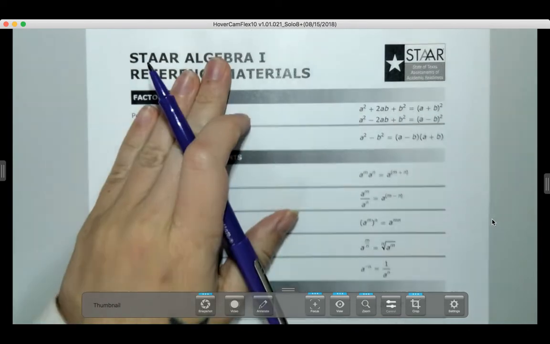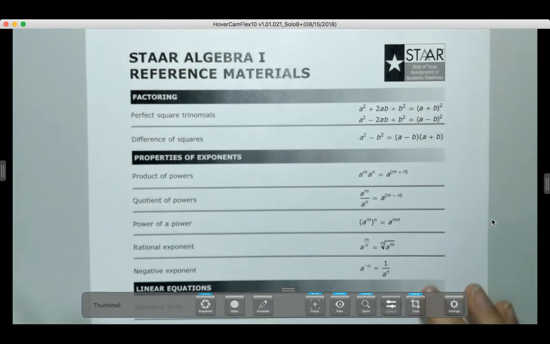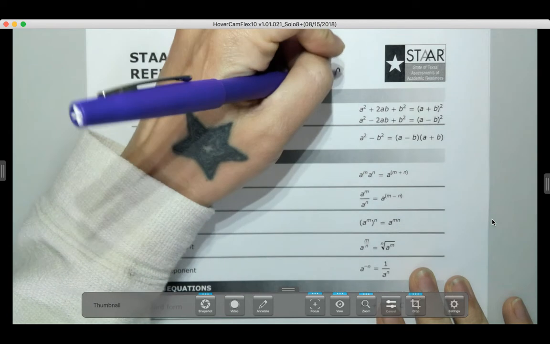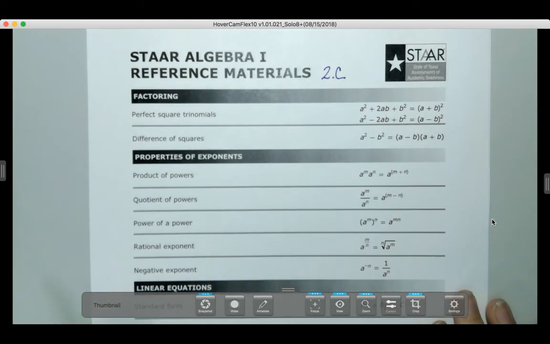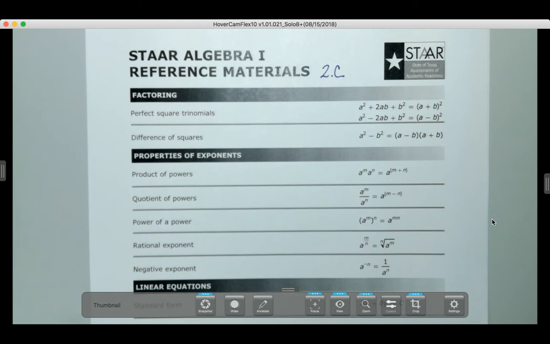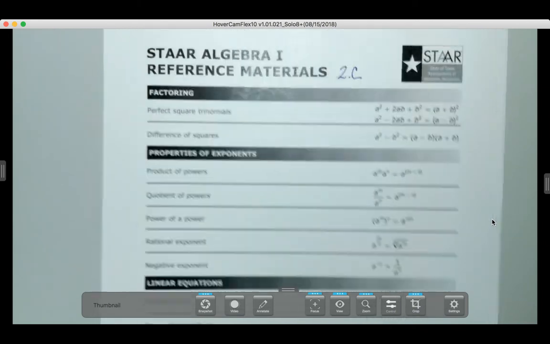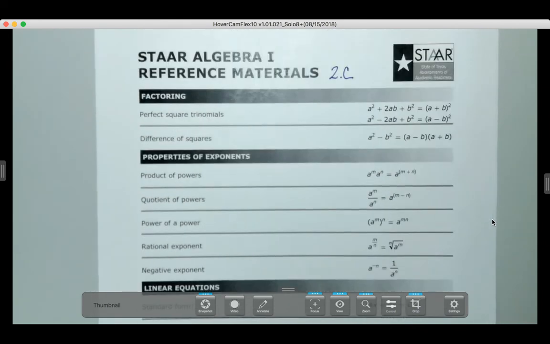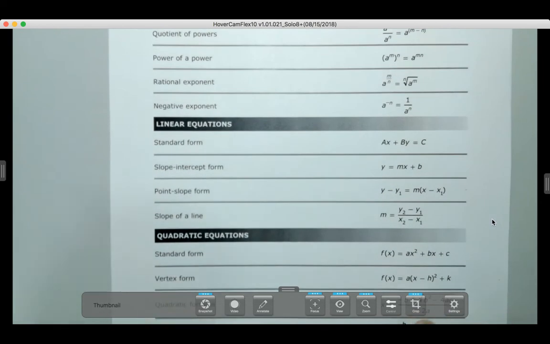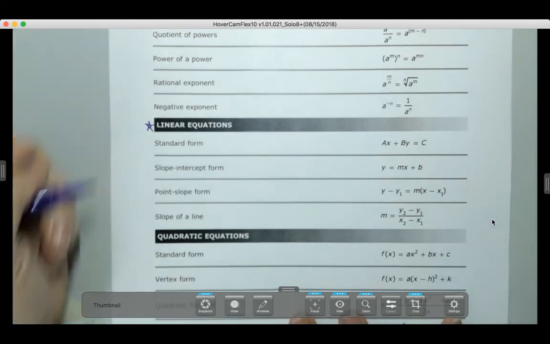We're here to talk about algebra today. Specifically, we're going to be covering topic 2C, which deals with finding a linear equation. So let's go ahead and look at our reference materials first, because I want to highlight some important formulas. Specifically, let's go on down to the linear equation section.